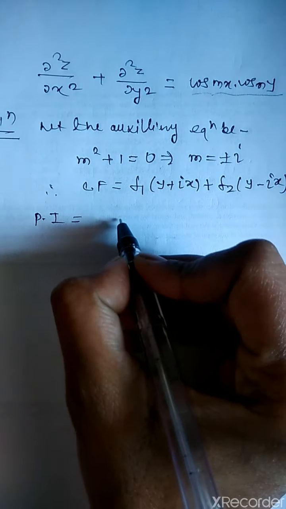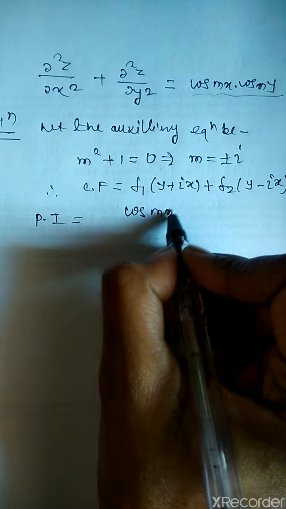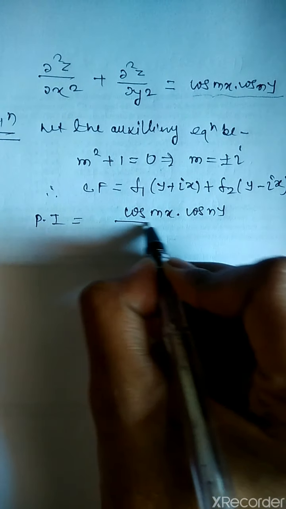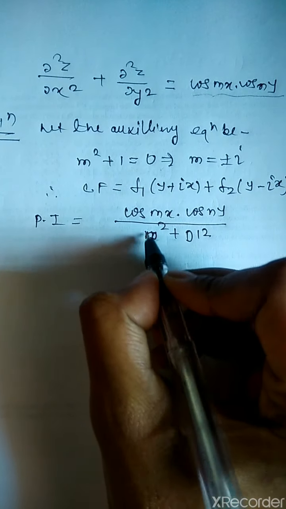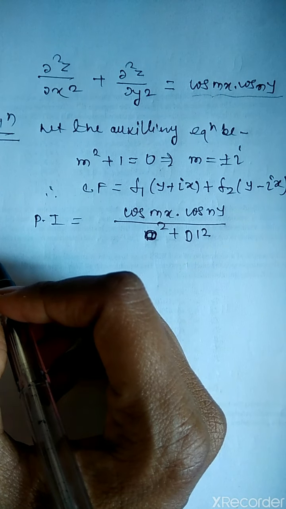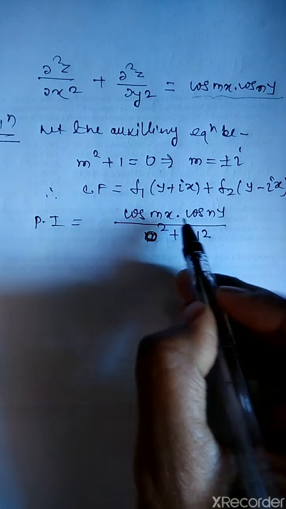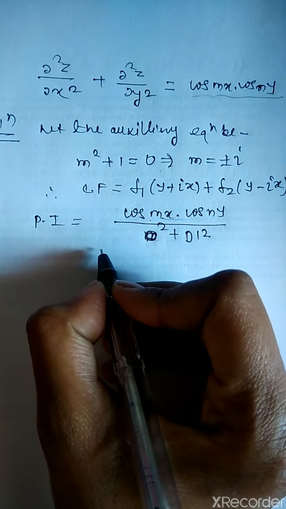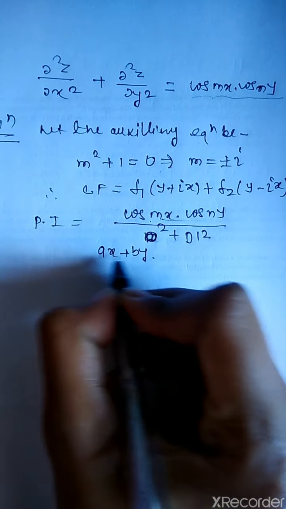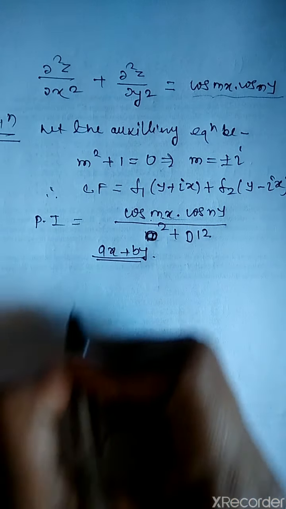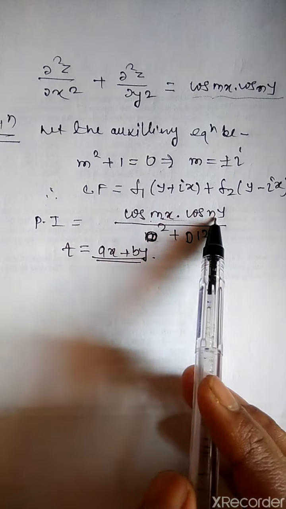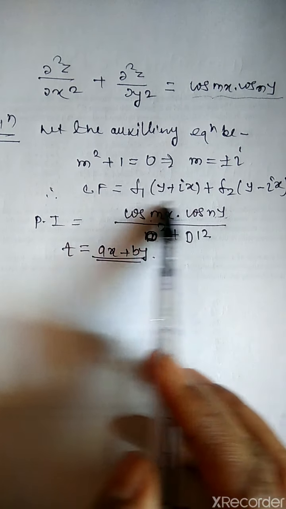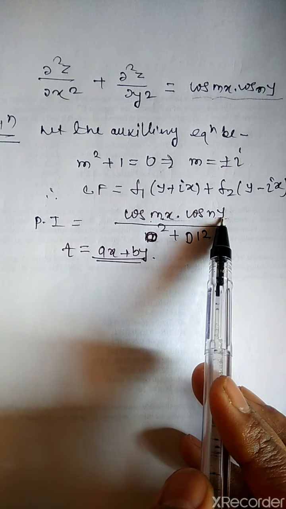Now the PI part. For the PI part, we have cos mx into cos ny divided by D square plus D dash square. But it is very difficult to write this function as the integration of two parts. So here we first find this function as a function of ax plus by. Why this? Because we are putting t equals to ax plus by, and the function is not in the form of ax plus by. So first we reduce this function into a function of ax plus by.